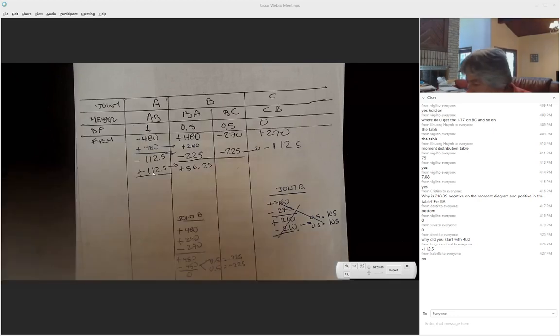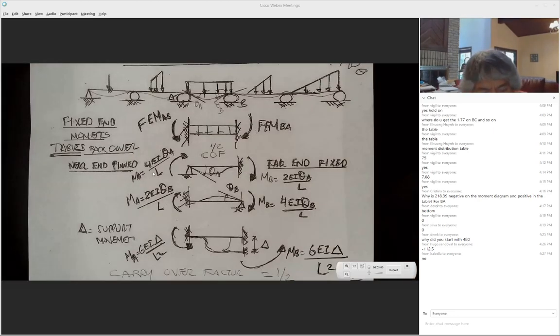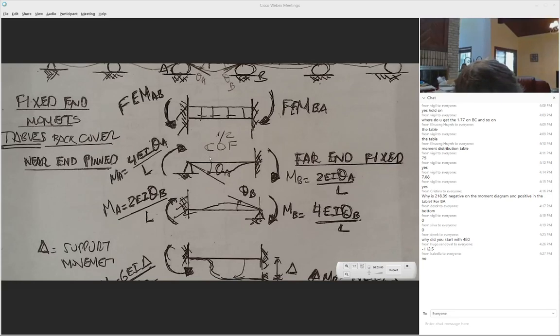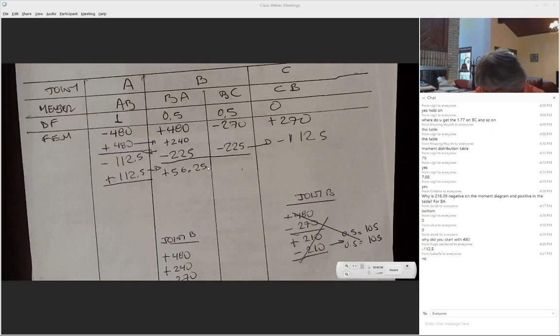So if you remember this from the previous method, every time we put a moment at the joint, we're rotating this joint until we get very close to the theta at that joint, because moment distribution is an approximation.